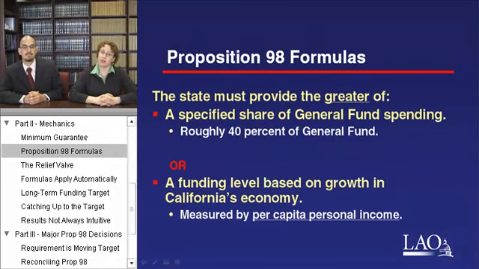The Proposition 98 formulas require that two basic conditions are met. The first condition is that a certain percentage of general fund revenues must be spent for K-14 education. Specifically, at least 40%. This is known as Test 1. The second condition is that funding for K-14 education must grow at least as fast as the economy, as measured by per capita personal income, and growth in the number of students. This is known as Test 2. Each year, the minimum funding requirement is based on whichever formula results in the higher, more generous funding level.